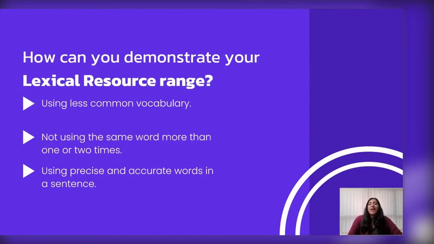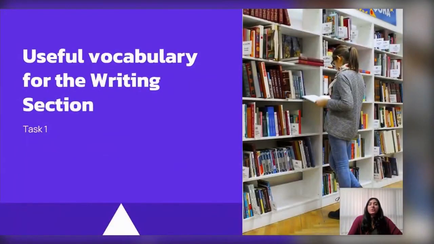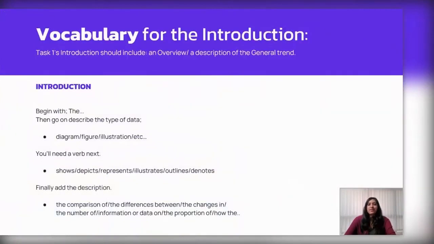All right. Okay, let's go on to learning some useful vocabulary for the writing section, task one. So we have vocabulary for the introduction. All right, so as we can see below, task one's introduction should include the following, which is an overview and a description of the general trend. All right, so let's just go into that.